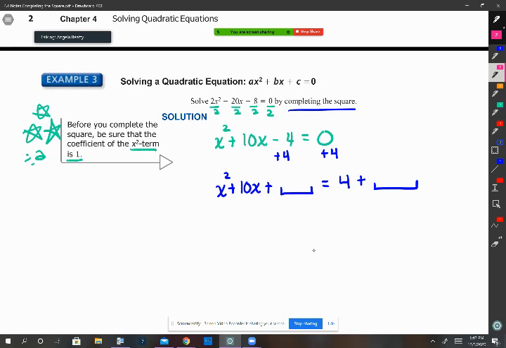Take the middle term, divide it by 2, and then square it. 10 divided by 2 comes out nice, it's 5. When I square it, I get 25.